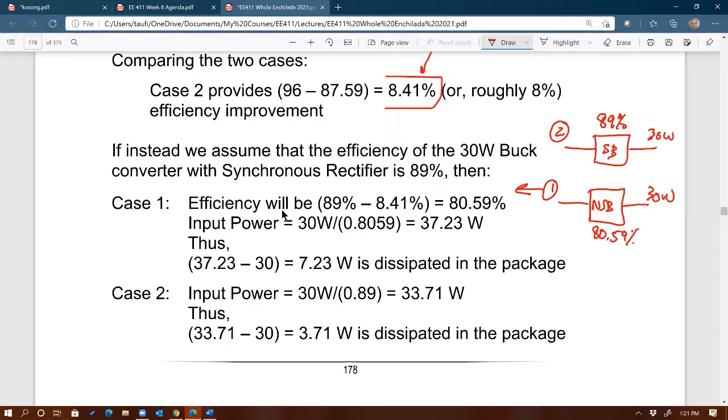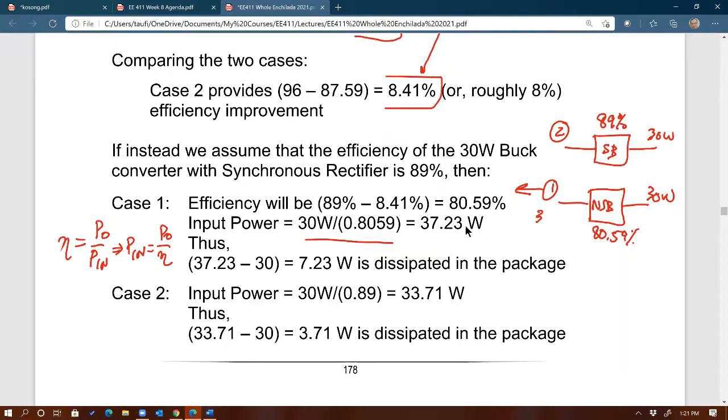Therefore, I could get P in, right? As you know, efficiency is P out over P in. So therefore, P in is equal to P out over efficiency, right? And so that's what I did right here. P out over efficiency gives you 37.23 at the input of case number one. So 37.23 watts here. All right.